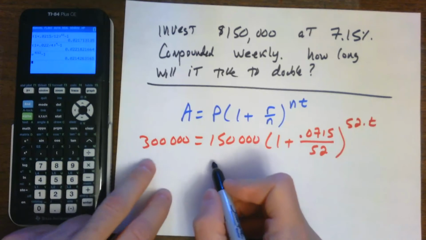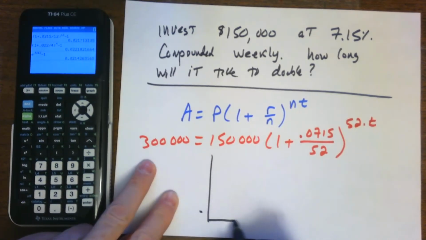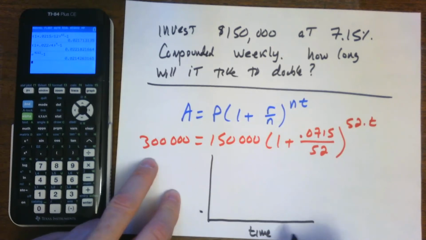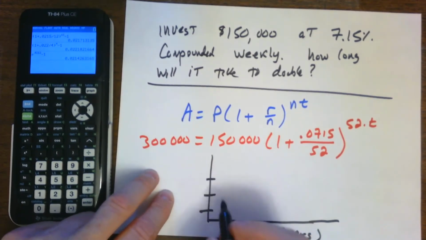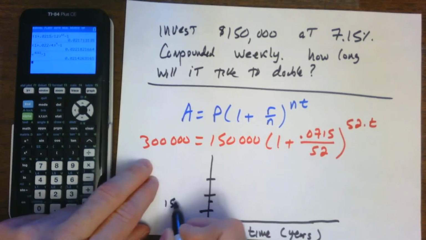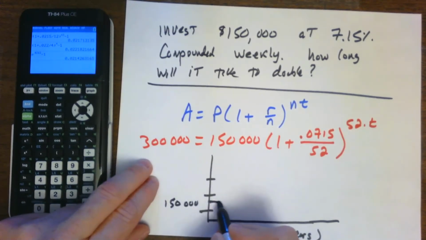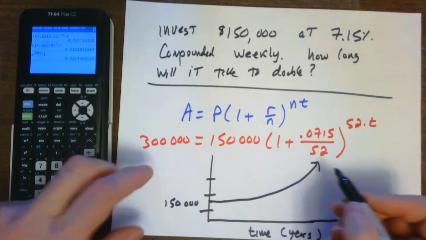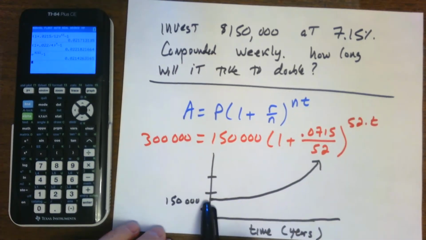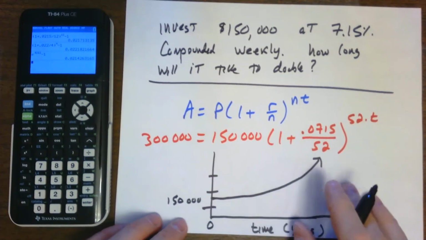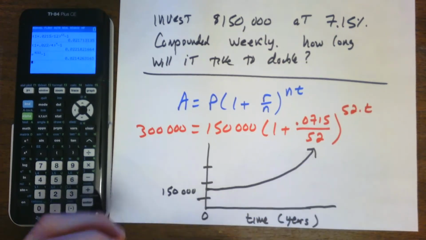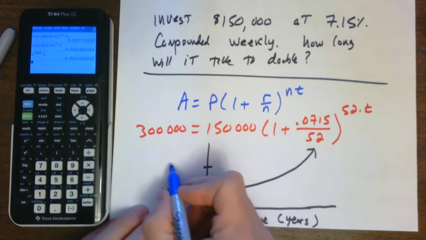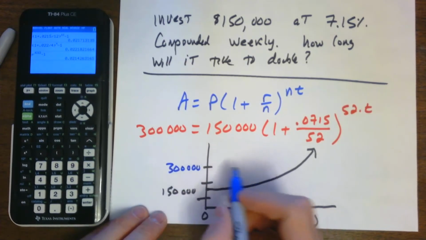Now, graphically, if I graph my investment, here I'm going to have time in years. Here is, let's see, 100, 200, 300,000. So here's my initial investment of $150,000. And the money's going to grow ever so slowly. So there's my money growing. It starts at $150,000 at time equals 0, and the investment is growing and growing and growing. Here is the 300,000 that I want.